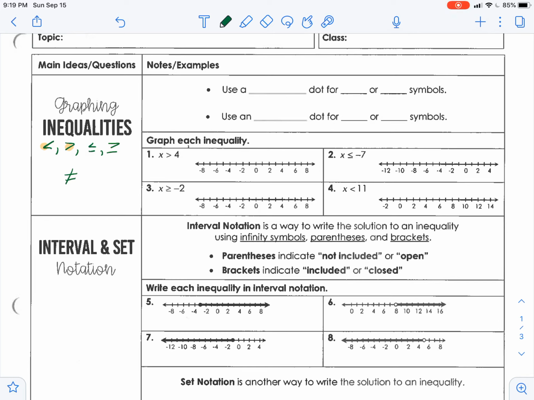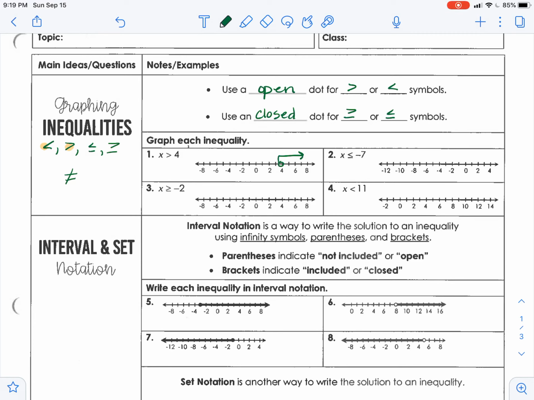So let's go ahead and get started with the graphing piece of it. So remember, if we have an open dot, that is our greater than or our less than, and our closed dot is going to be greater than or equal to or less than or equal to. So let's just jump in and do some examples. So if I have x is greater than 4, then that means I am going to put an open circle because 4 is not included, and it is going to be everything to the right.